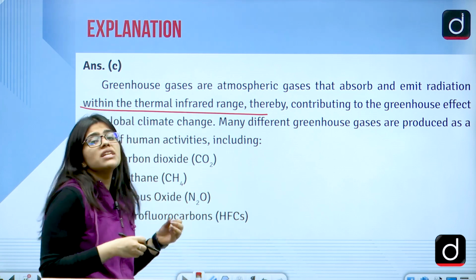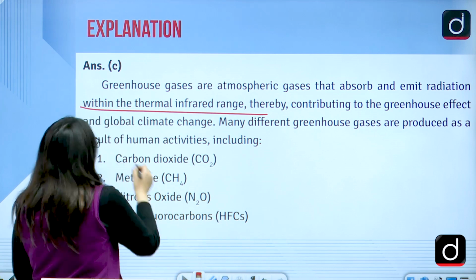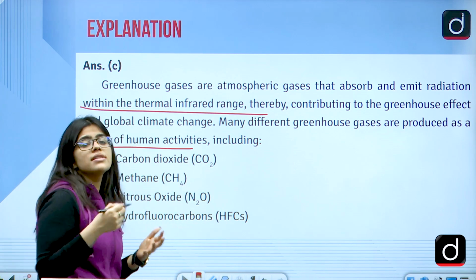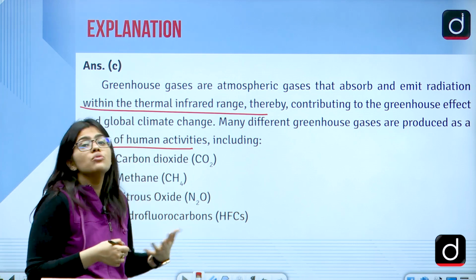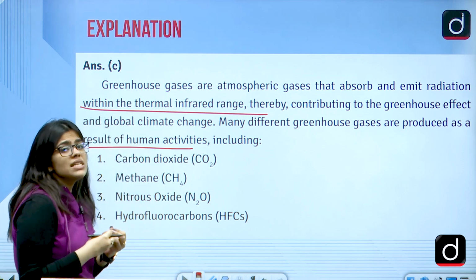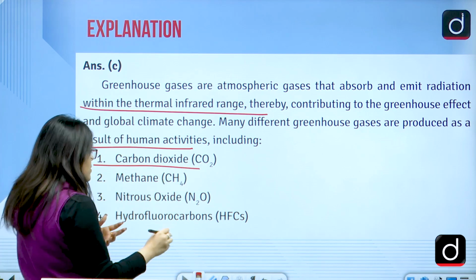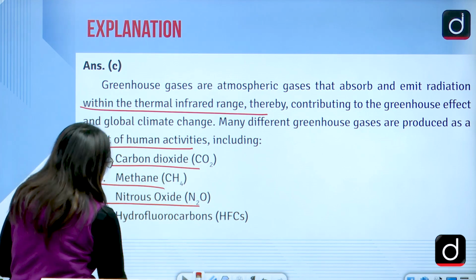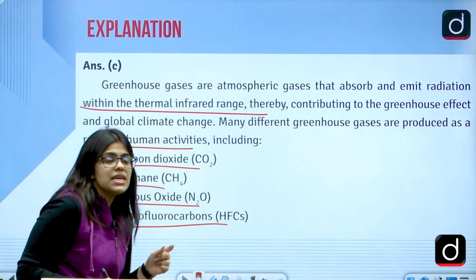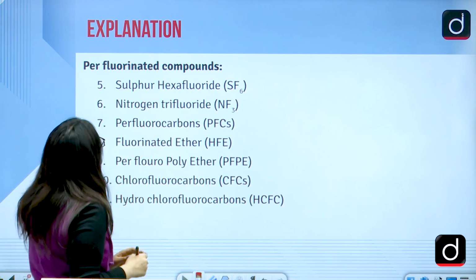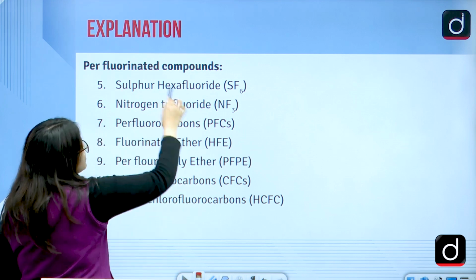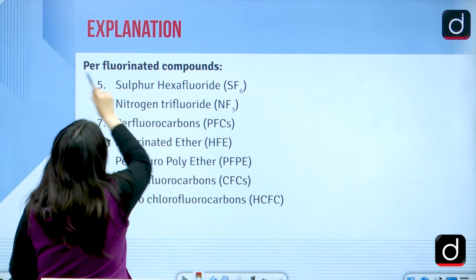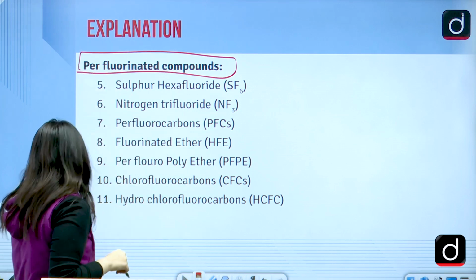So there are many different greenhouse gases that are produced, and this is the result of what? This is the result of anthropogenic activities, or you can call them human activities. What all are these gases? These are carbon dioxide, methane, nitrous oxide. Then we have HFCs, that is the hydrofluorocarbons. Then we have some perfluorocarbons, and you don't have to read all of them or learn them.